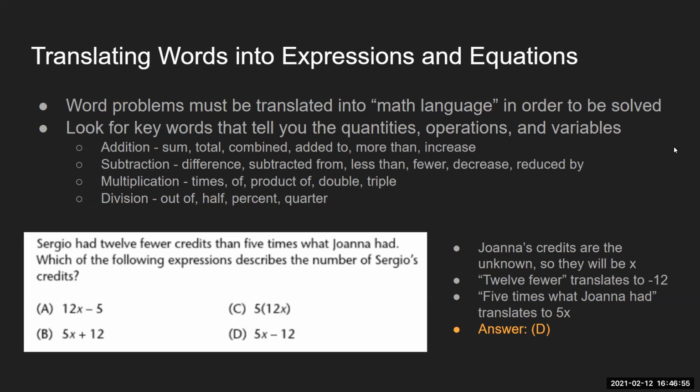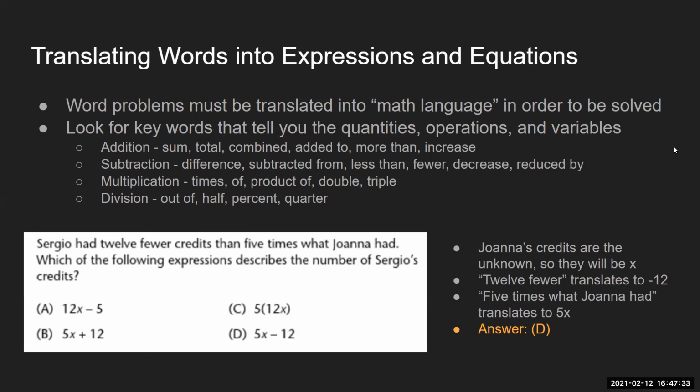It's okay if in the moment you can't take all these steps. You can look at the answers given and see which ones don't make sense. Like right here, this one, 5 times 12X. There's no fewer, there's no minus, so we can already take that one out. Even if you see, the 5 times is going to be a 5X, so we can take this 12X out. By process of elimination, you can start taking some of the answers out, and then look at what you have left and see what makes sense.